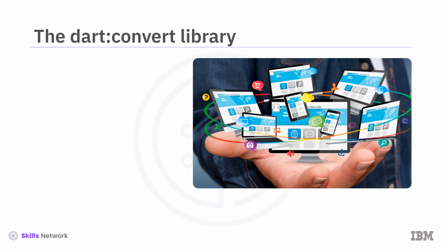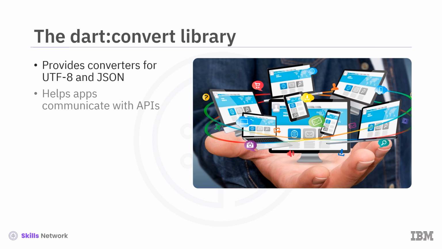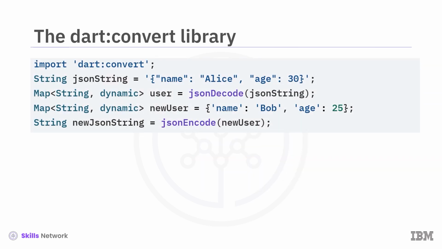Next is the Dart Convert library, which provides converters for UTF-8 and JSON. This library facilitates communication between APIs by converting Dart objects into JSON format and vice versa. Since APIs rely on JSON for data exchange, the Dart Convert library is essential for connecting Dart objects with external systems. This code will help you familiarize yourself with Dart Convert.